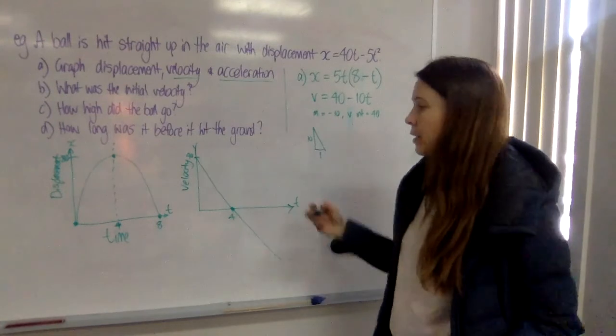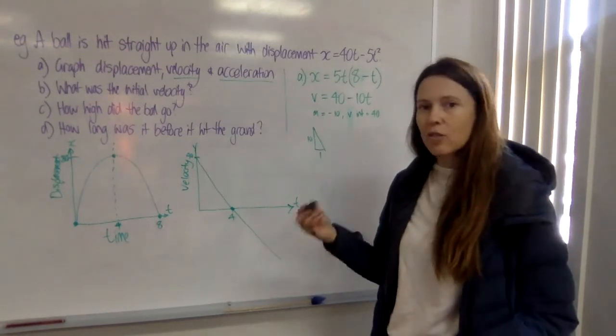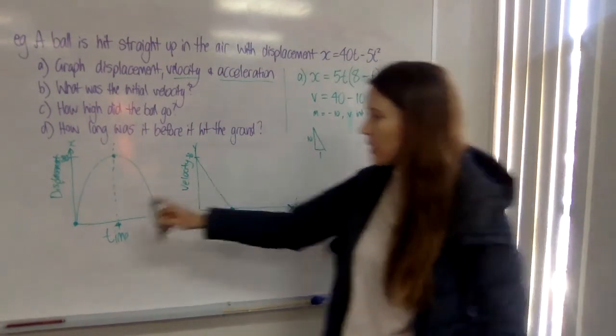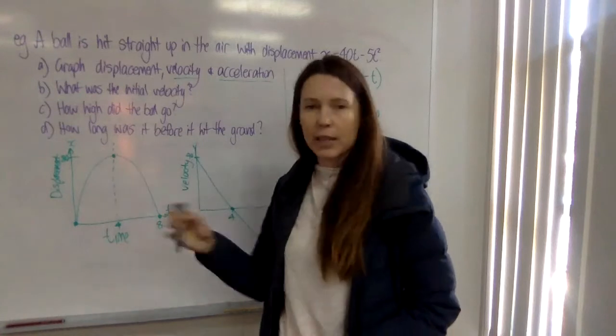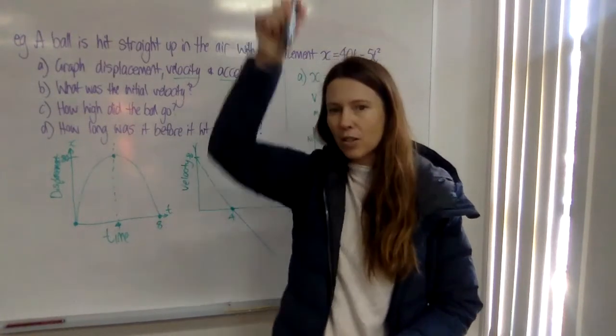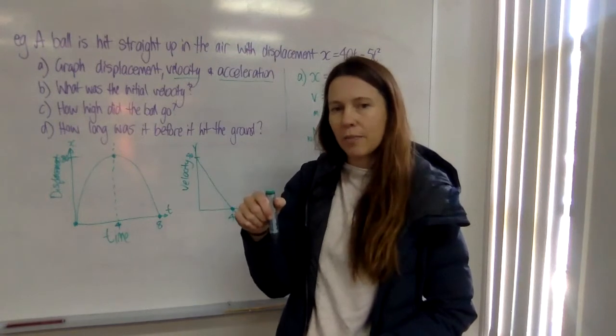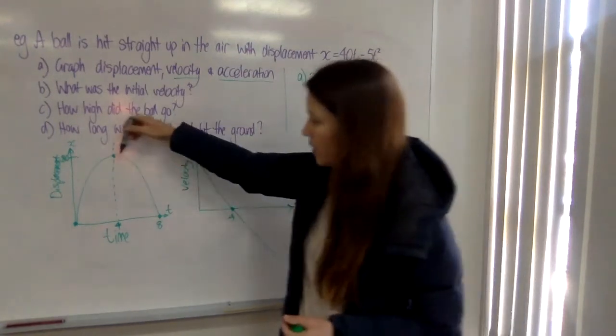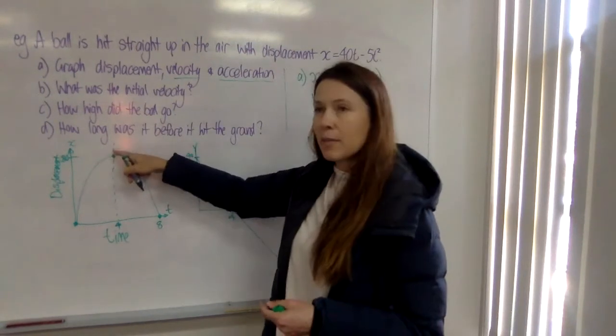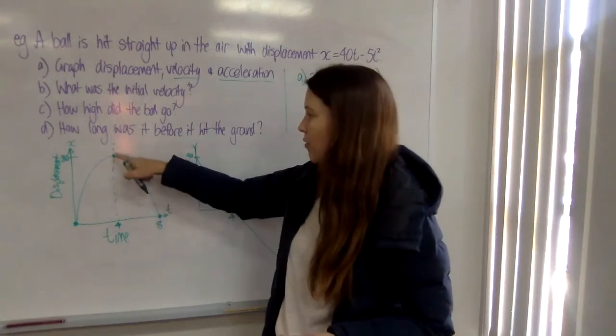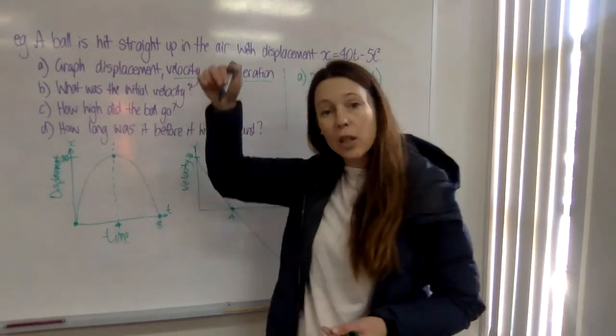Makes sense. Now remember that velocity takes direction into account. So as this ball is travelling downwards again, remember it goes straight up and then straight down, the velocity will be negative as it goes down, because the displacement, it tells us that the displacement is decreasing. We're going from a high point to a low point, so it's going down.